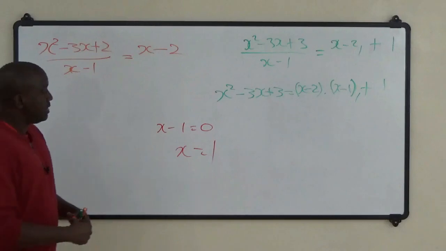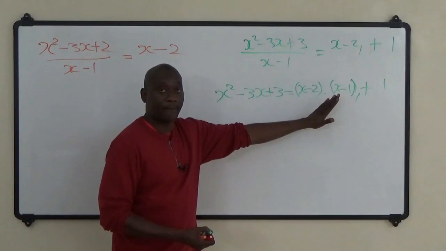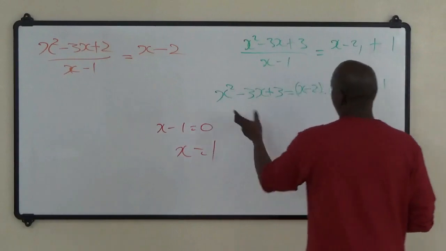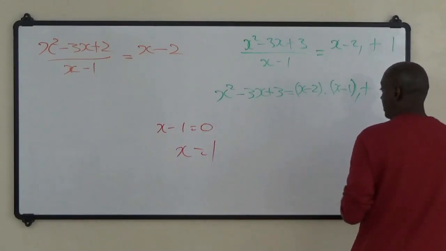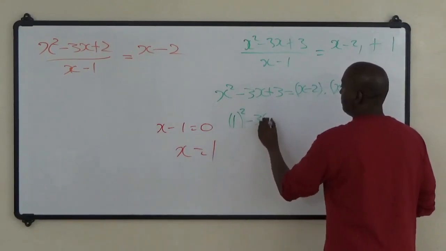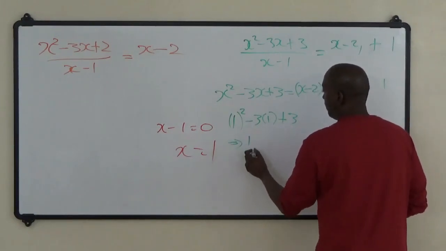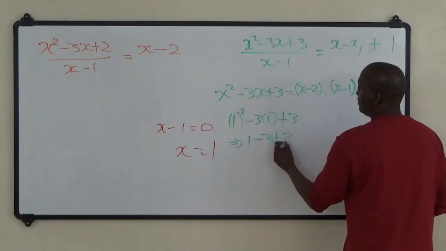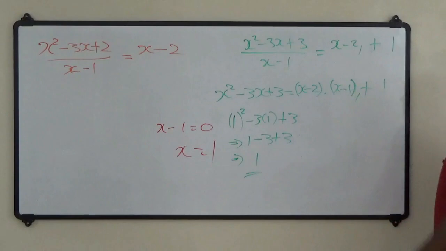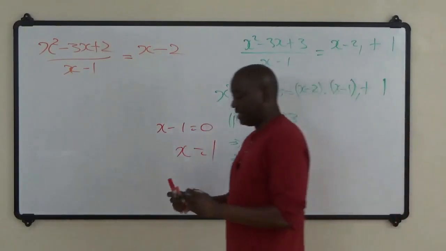So in other words, if we substitute 1 through this expression, we will see what happens. If we substitute 1 here, you will get 1 squared minus 3 by 1 plus 3, which is equal to 1 minus 3 plus 3. Minus 3 plus 3 is 0, which would just be equal to 1. Look, the same one is there. And if you want to demonstrate it over here, we're going to do the same thing.